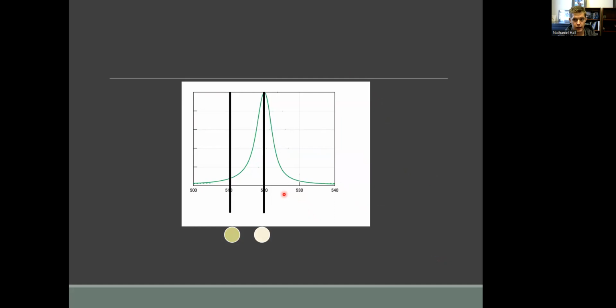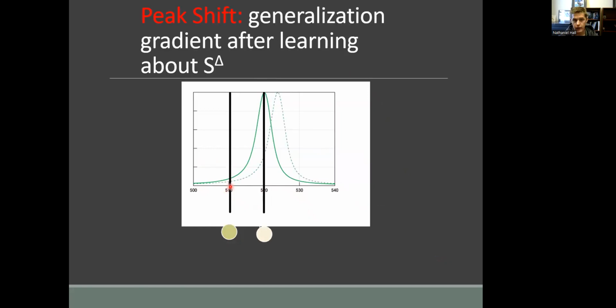What ends up happening is our S delta being trained, so here's our original curve. Now we add this stimulus here as an S delta, or an extinction stimulus. We get a phenomenon called peak shift. And what this peak shift does is that the animal was originally responding most to their trained stimulus. But after training with this extinction stimulus, the entire generalization gradient shifts away from the S delta. And now the highest level of responding is no longer to the 520 nanometers. It is in this 525 range. It's actually something further away and not the actual trained target.